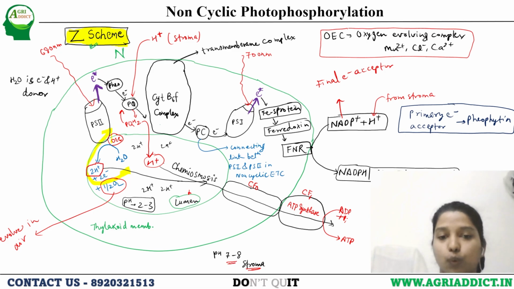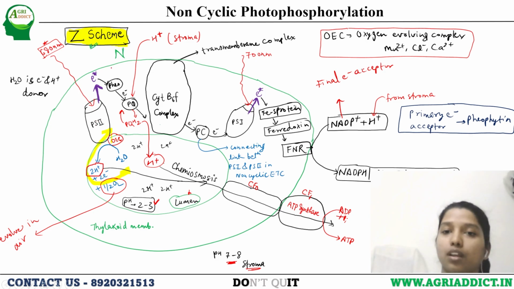Here the pH is 7 to 8 in the stroma. And in the lumen, the pH is generally between 2 to 3. Why, we'll study in a further session. Okay. Now, first, this is PS2, which is photosystem 2, and this is photosystem 1. We studied in the previous lecture that photosystem 2 absorbs light of 680 nanometer. So when a 680 nanometer wavelength of light falls on PS2, what will happen?